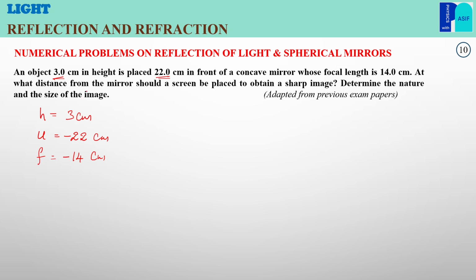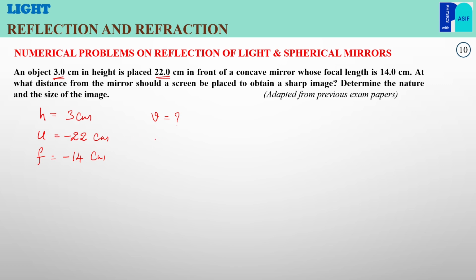So at what distance from the mirror should a screen be placed? That means the image distance we need to find out, that is v. Determine the nature and size of the image. Nature means whether it is a real image or a virtual image. And size of the image, that is the height of the image formed.